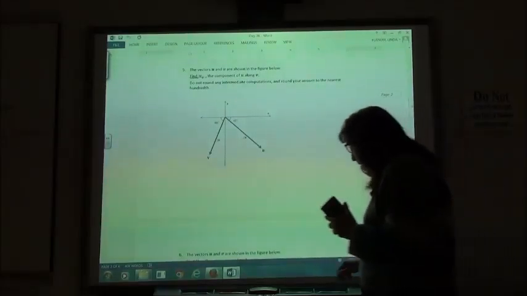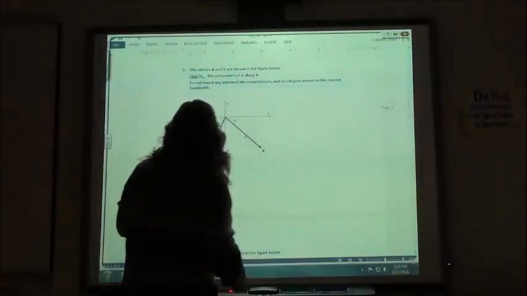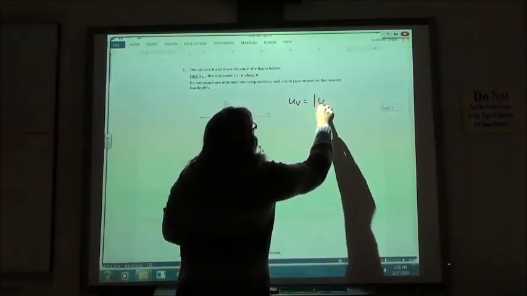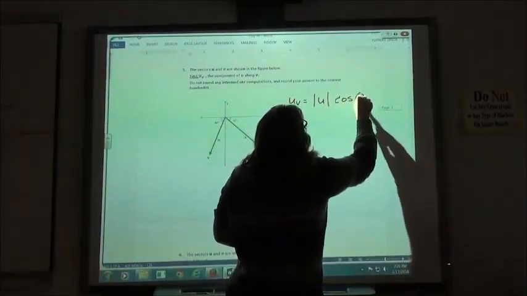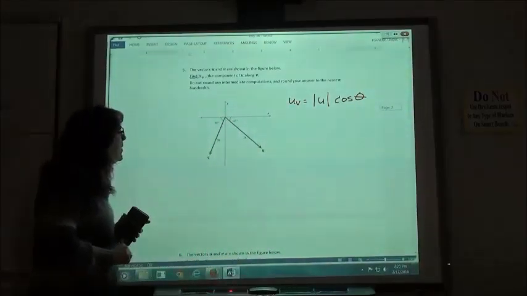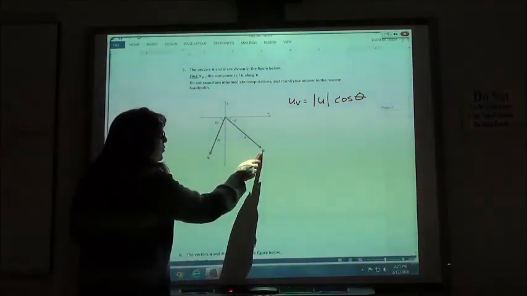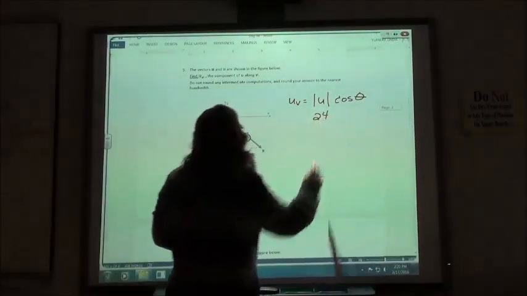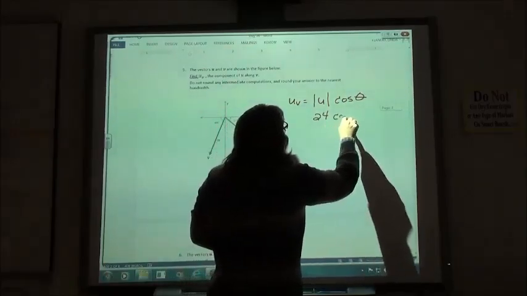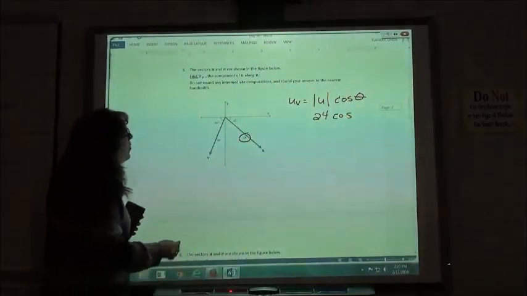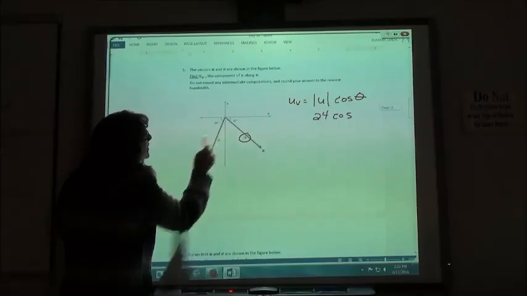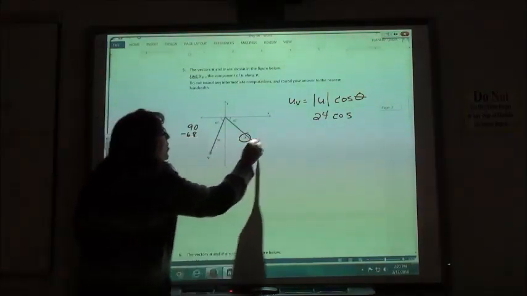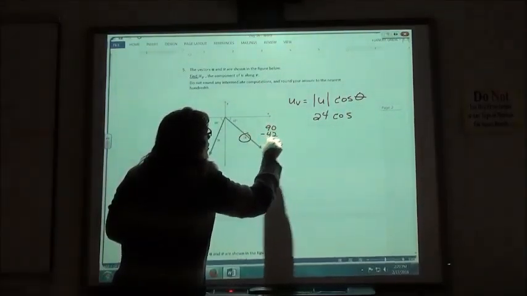So number 5. Again, we want to find u sub v. We're going to do the magnitude of u times the cosine of our angle. So if I'm looking at this one, here's my vector u. The magnitude of that is going to be 24. I want to take that times the cosine of my angle. So I need to figure out what my angle is. Both of these I need to figure out the inside. So here I'm going to do 90 minus 68. Over here I'll do 90 minus 42.